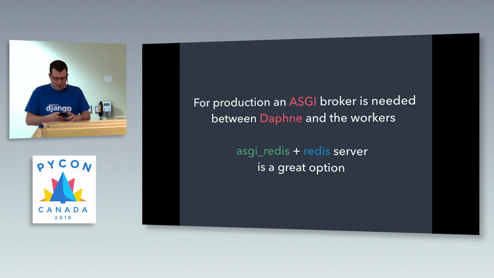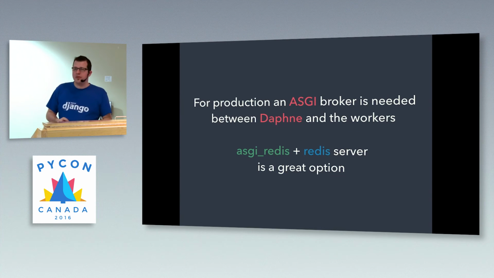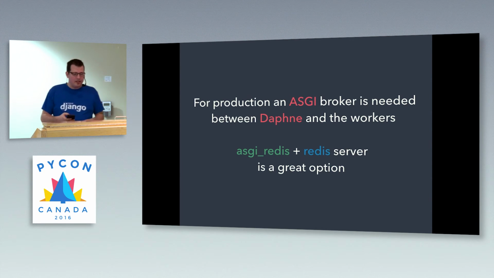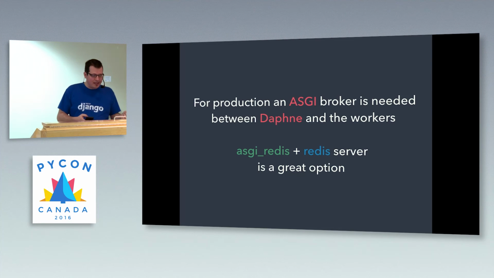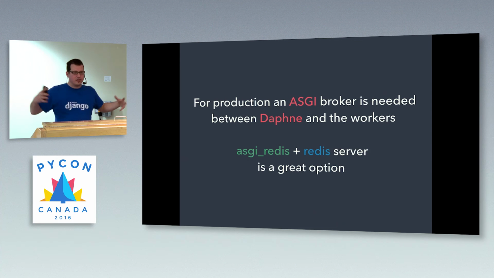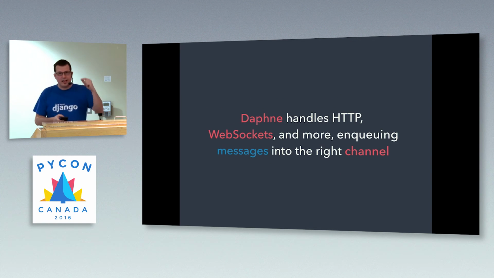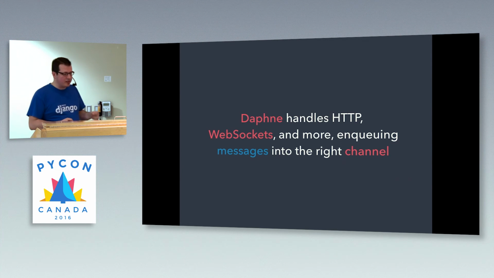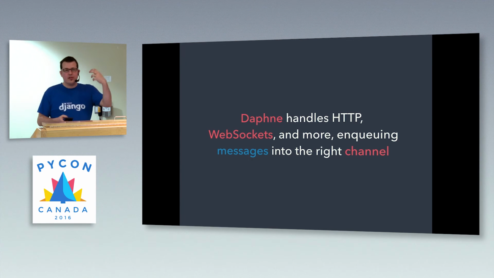For production, though, you want to use some sort of broker to pass messages between your ASGI server and your workers. There's an ASGI Redis implementation as well that they have. If you run a Redis service with that, you can actually have a whole cluster of workers and even a couple of front ends if you want to. We'll look at that a little bit at the end of this talk. So Daphne is handling the HTTP, the WebSockets, and more, and all it does is enqueue the right messages into the right channels, and then the message bus takes it from there.